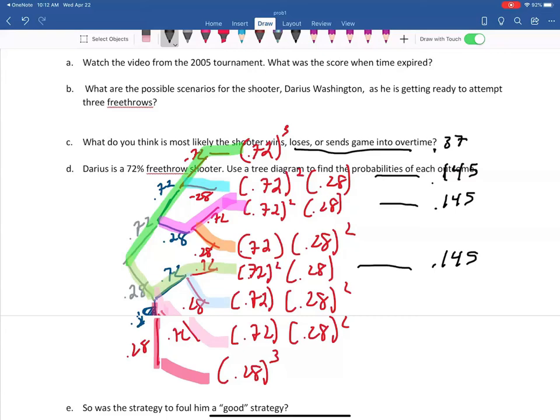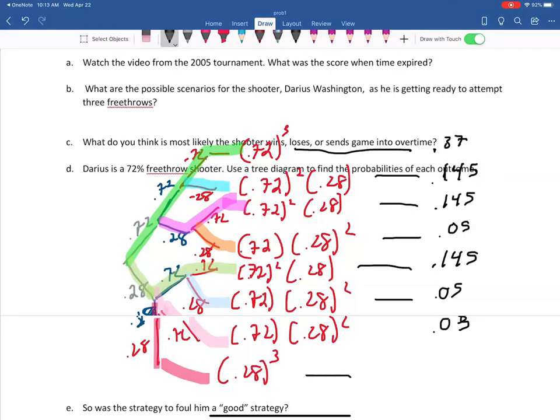And that's it. So now I got to go and clear that out. Now let's go 0.28 squared times 0.72. And I get 0.05. So this one is 0.05, and this one is 0.05, and this one is 0.05. So that's not too bad, because really I only had to figure out 3 calculations because these are the same.